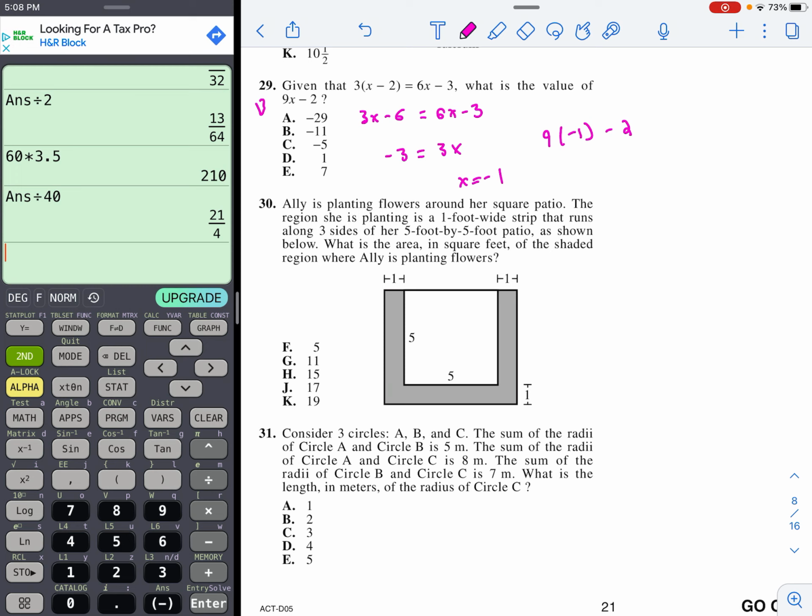Question 30. Allie's planting flowers around her square patio. The region she's planting is a 1 foot wide strip. What is the area of the shaded region? Easiest way to do this one is to cut it up like this into 3 rectangles. This rectangle right here is a 1 by, well, we'd have 5 feet here plus another 1. It's a 1 by 6 rectangle. We're going to have the same 1 by 6 rectangle over there. And finally, we're going to have this 1 by 5 rectangle here. So effectively, it ends up just being 6 plus 6 plus 5. And so we'd have here J, 17.